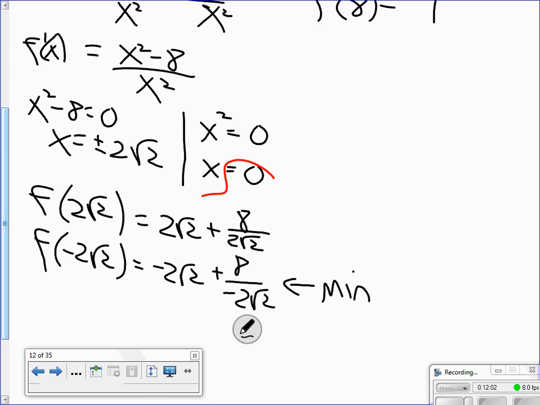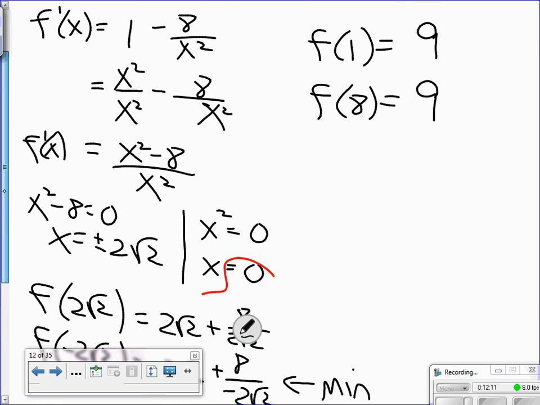Now, if they just say, what is the maximum value of the function, you can say 9, but I always like to cover myself and say at whatever. It does occur at 2 different values, right? I would say the maximum value is 9 at x equals 1 and x equals 8. So, not bad.